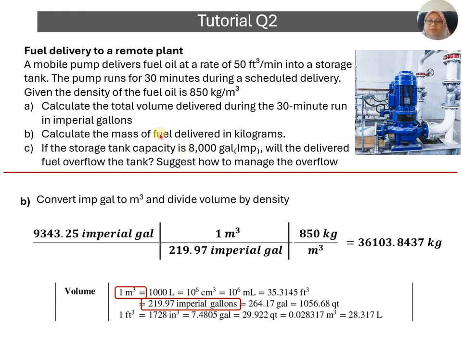B. Calculate the mass of fuel delivered in kilograms. To answer B, instead of multiplying with the density first, you have to change the unit to meter cube first, because the given density is in metric unit. So to be safe, you do the conversion first and then multiply that value by the density, and you should get 36,000 kilogram.